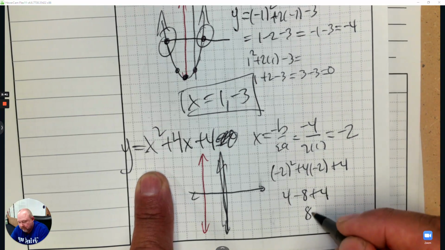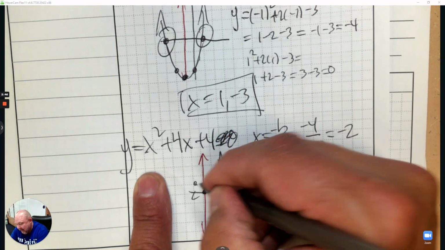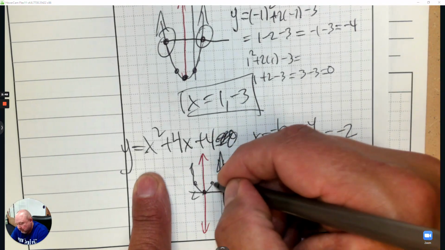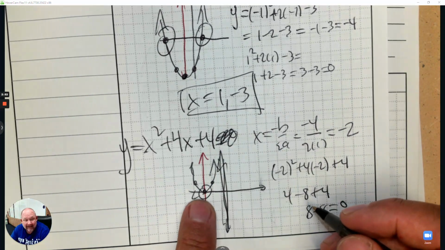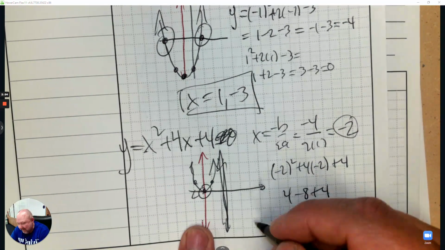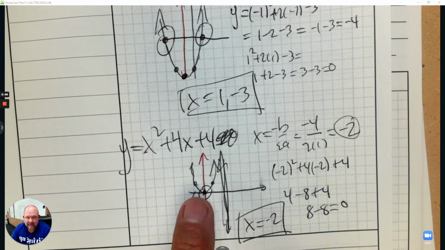And then I solve it. Now 4 plus 4 is 8, and 8 take away 8 is 0. So it's right there. And then the a tells me to go up 1 and to the right 1. There's my parabola. It only touches at one number, the one I just came up with. So the answer is negative 2, because that's where it touches the x-axis.